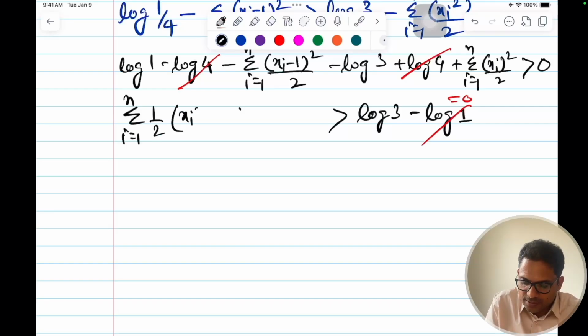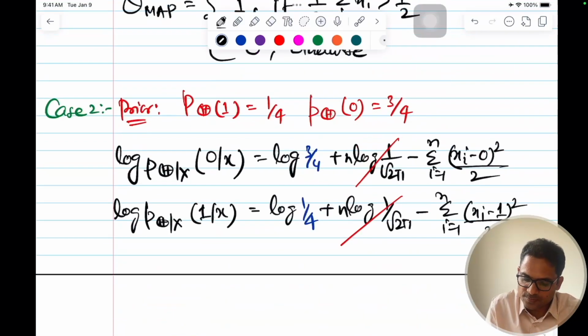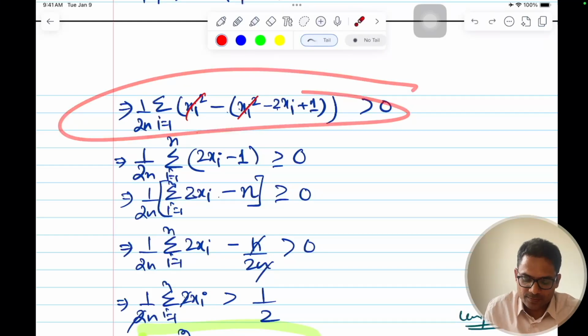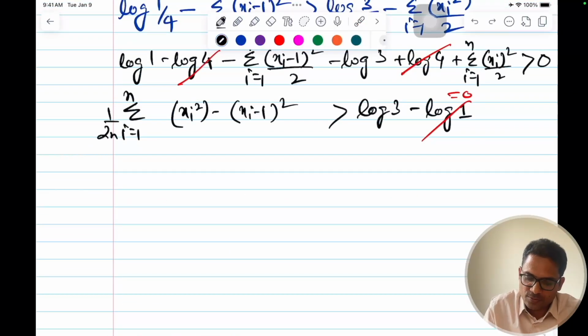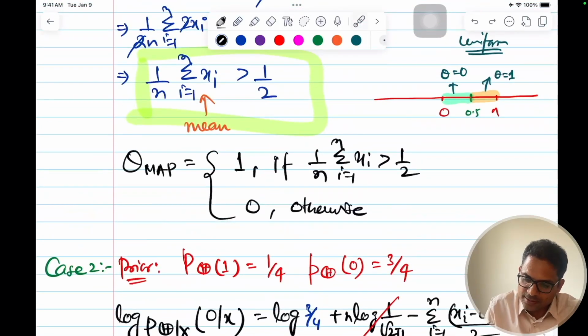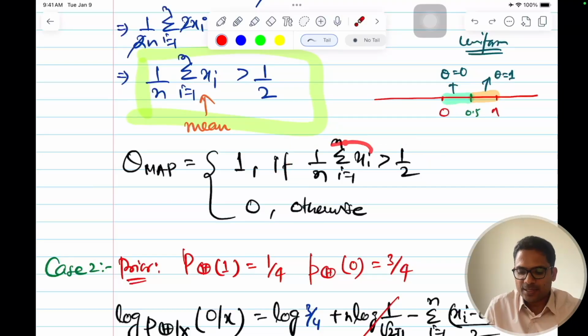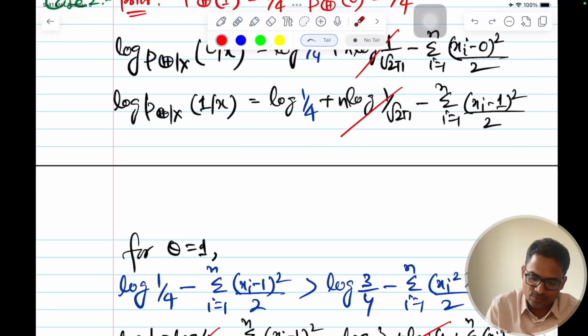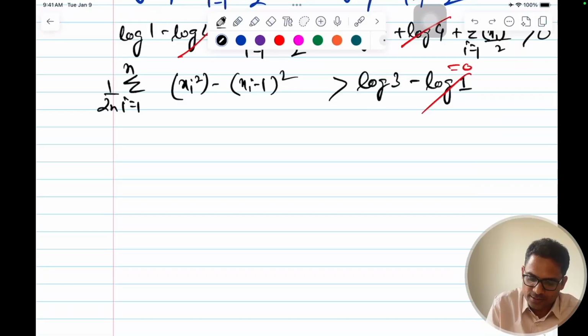Half of xi squared minus sigma i equal to 1 to n, within the same, and we brought this 1 by 2 outside, right? Minus xi minus 1 whole square. This is the same thing. So this one, what did it come out to be? This is greater than half. Finally, we calculated and found that this mean should be greater than half. Okay, so we'll just put it as it is to avoid the confusion.